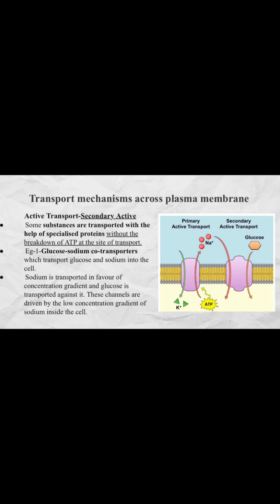For example, glucose-sodium co-transporters will transport glucose and sodium into the cell. Sodium is transported in favor of concentration gradient and glucose is transported against it. These channels are driven by low concentration gradient of sodium inside the cell.